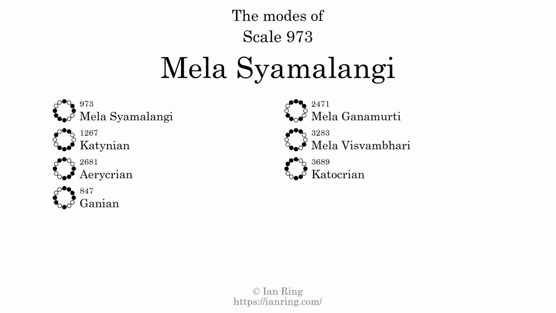The seventh and last mode is scale 3689, also known as Cotillion. It sounds like this.